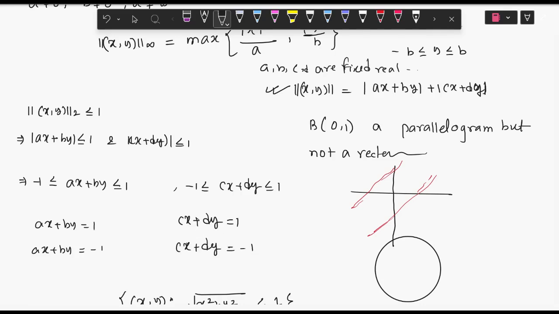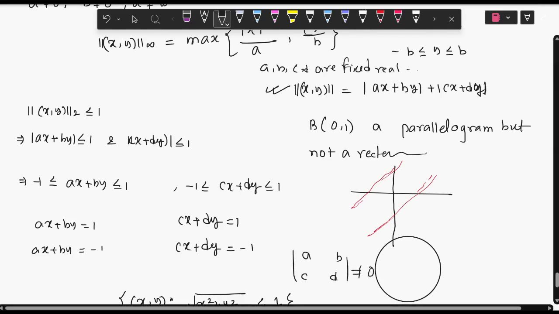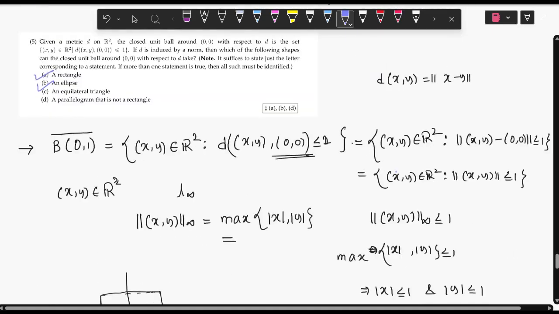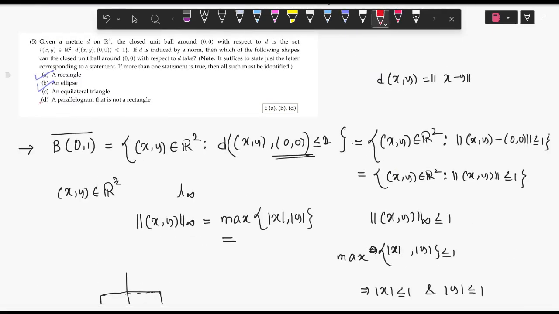This is again a pair of parallel lines. Now if we take a matrix (a b; c d) such that its determinant is non-zero, then these two pairs of lines will look like this. So this forms a parallelogram, not a rectangle. So option D is also correct. That means we can also get a parallelogram, not a rectangle.